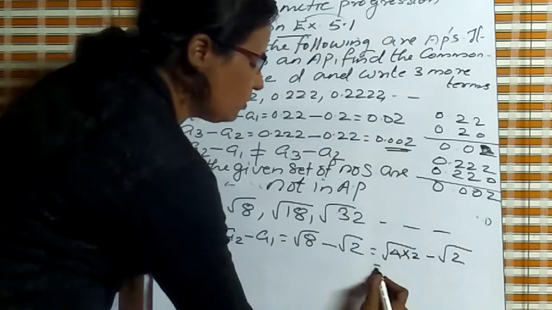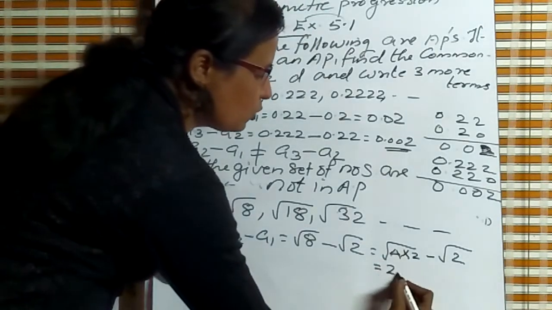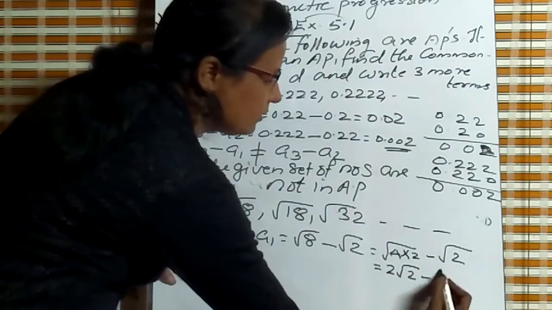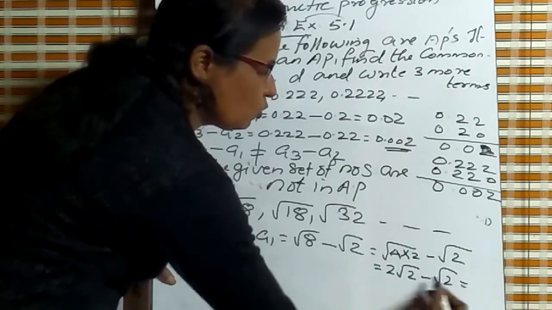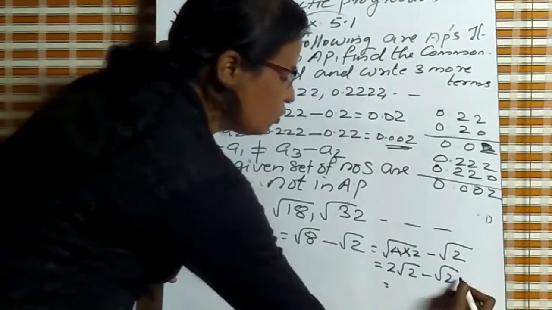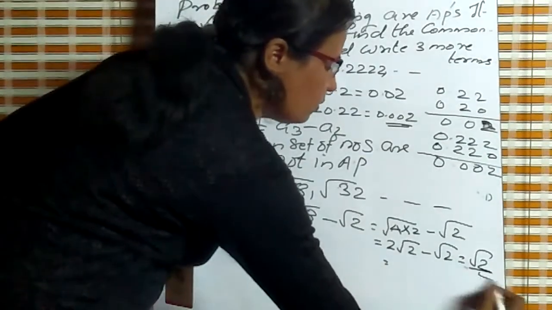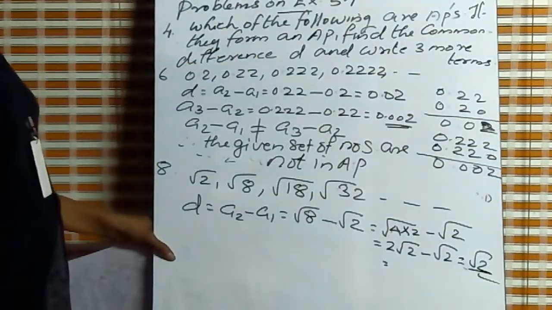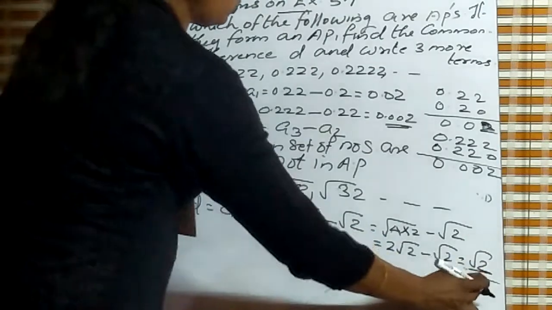What is root 4? Root 4 is 2. So 2 root 2 minus root 2 is equal to root 2. So our first D is root 2.